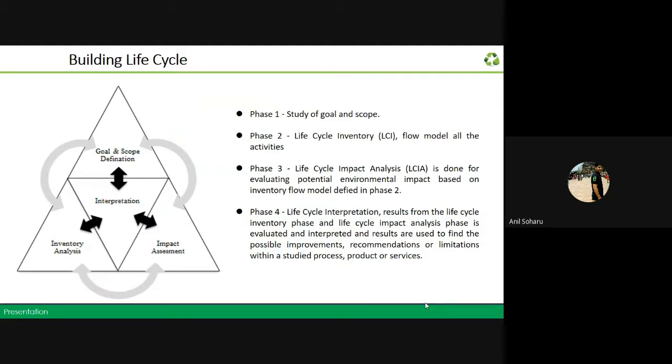First is building life cycle assessment. In phase one, we need to identify the scope and goal of the activities. Then a life cycle inventory is prepared, which is a flow chart of all the activities in the construction. Third, for the flow chart we have prepared, we need to evaluate the potential impacts of these activities on the environment. At the last, we need to interpret, based on the findings of the life cycle inventory and impact analysis, how we can improve our construction processes in the life cycle of the construction.